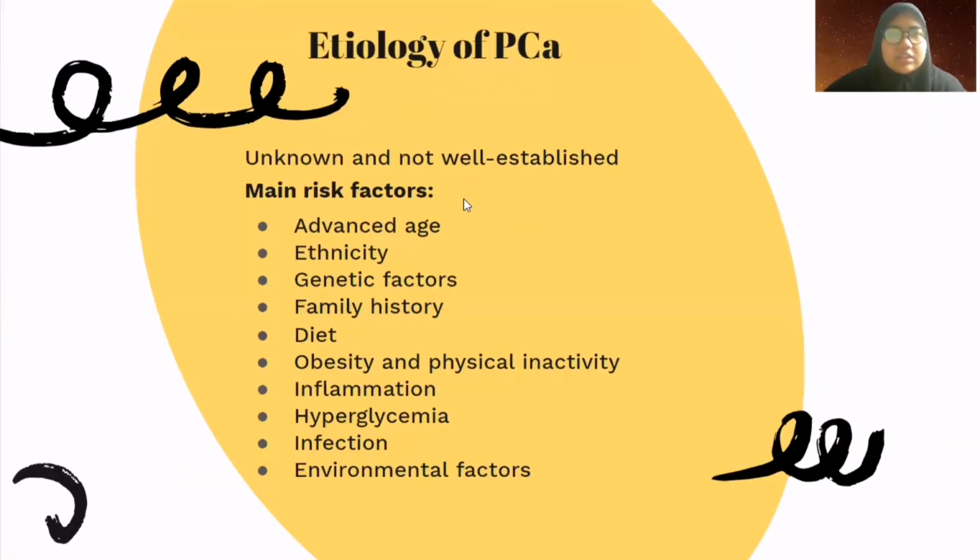Next, the background of disease. Firstly, for the causes or etiology of prostate cancer, the cause is actually unknown and not well established. However, based on previous studies, they found a few main risk factors such as advanced age, ethnicity, genetic factors, family history, diet, obesity and physical inactivity, inflammation, hyperglycemia, infection, and environmental factors.